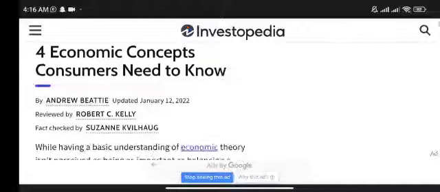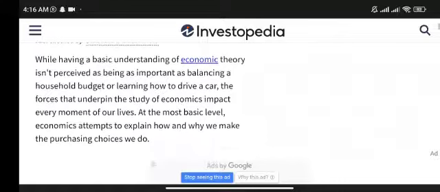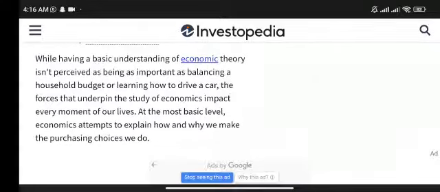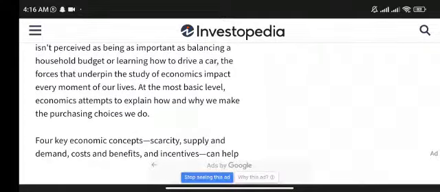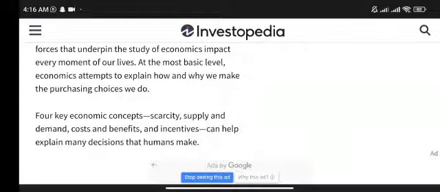Four economic concepts consumers need to know. While having a basic understanding of economic theory isn't perceived as being as important as balancing a household budget or learning how to drive a car, the forces that underpin the study of economics impact every moment of our lives at the most basic level.